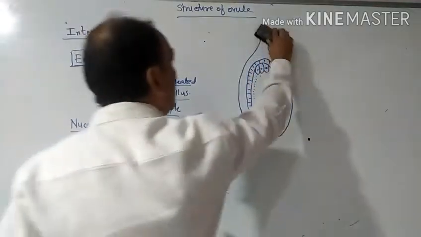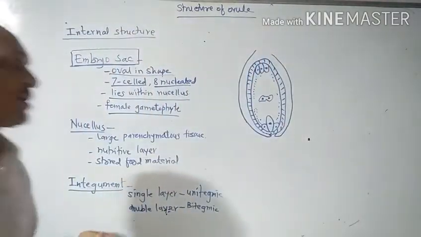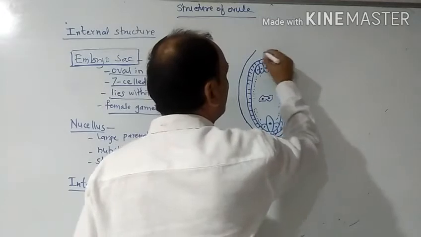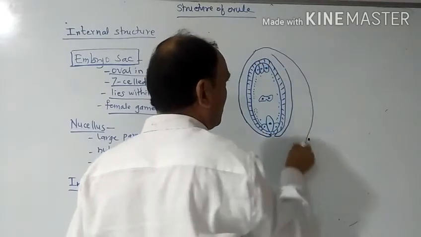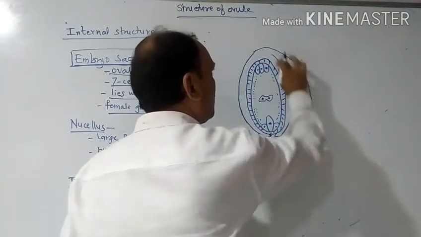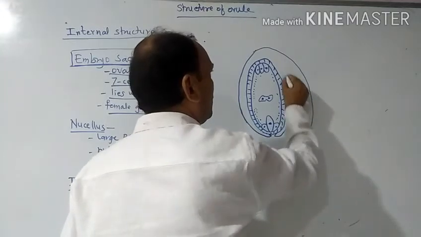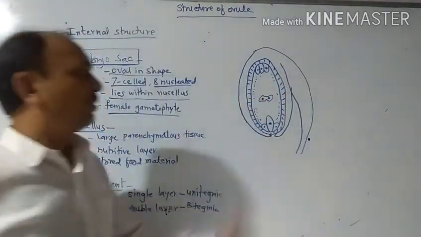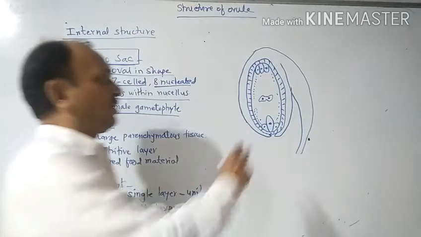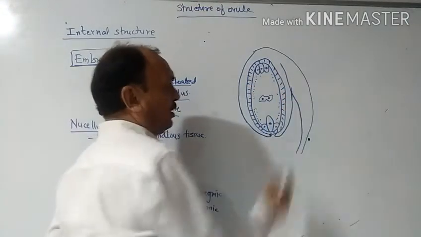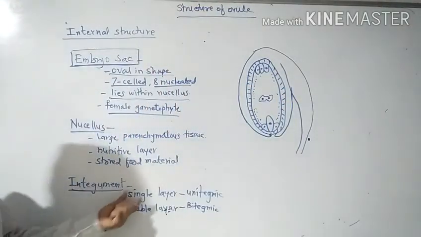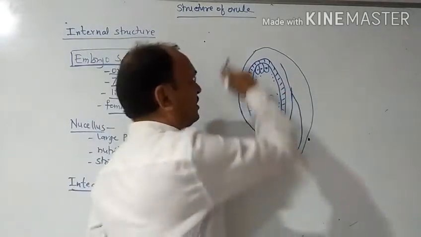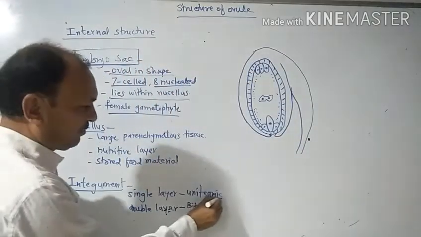Integument. So integument is the covering of the ovule, and if the single covering is there outside, it is called unitegmic.